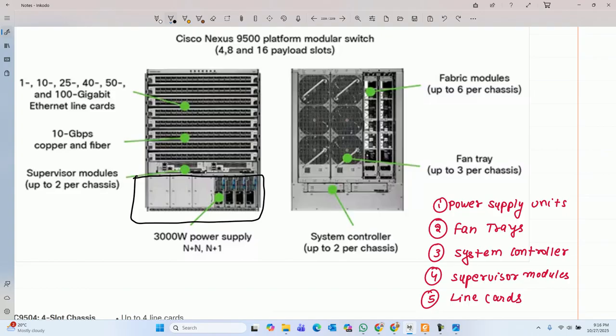Then you have the fan trays. As its name suggests, fan trays. What do these fans do here? As we know, the fan trays are responsible for maintaining the airflow through the chassis.